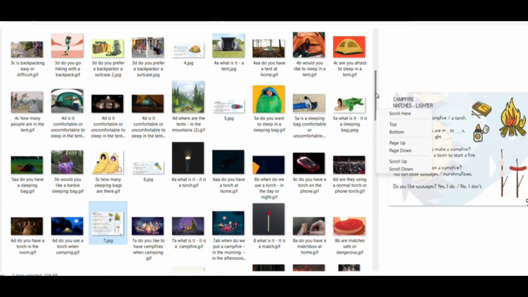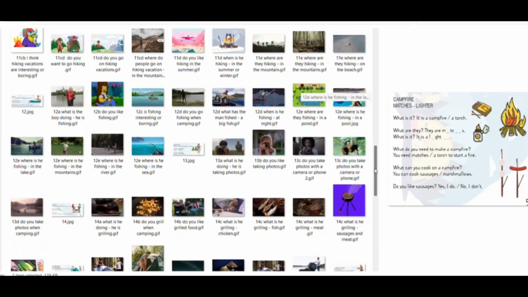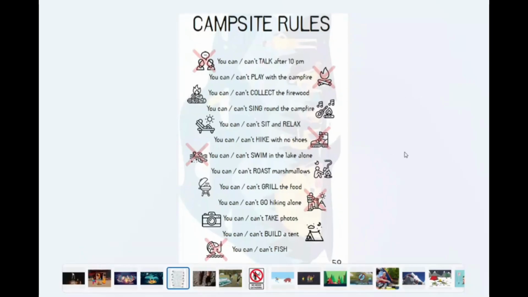And once they have finished this unit, we can go to the next part of the book, where we discuss camping rules and campsite rules. We can discuss what is allowed or not allowed at the campsite, and practice modal verbs with the teacher, depending on the target language the teacher wants to use with the children. So here in the textbook we have can and can't, but you can also modify this and use must and mustn't, have to and don't have to, depending on what the target language is and what they want to practice in the class.